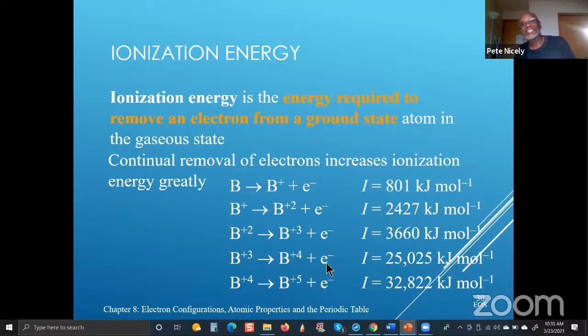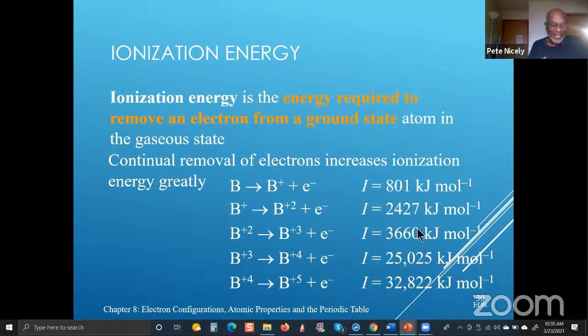Another thing you'll notice is that the increase of energy as you go from the first to third ionization is a bit gradual, and then there's a big jump to remove the fourth electron, right? Now, one might be wondering why that is.